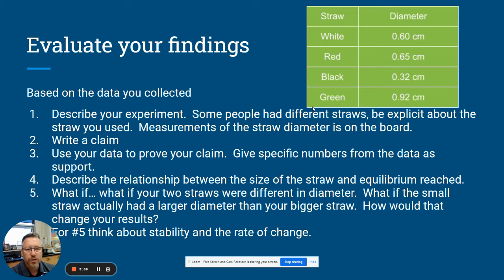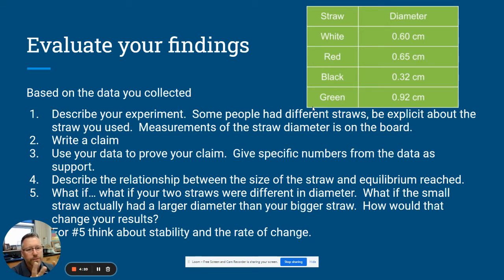So if you had the big straw and the little straw, or you had the white straw and the black straw, what's the relationship between the size of the straw and the amount of fluid in that graduated cylinder when it reached equilibrium? So did it just stay the same? Did it matter which one started with more, or how did that change, right? That's what I want you guys to talk about there.